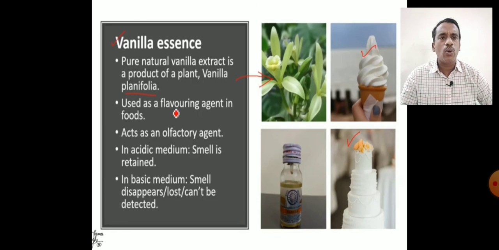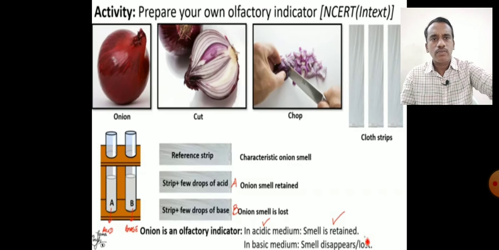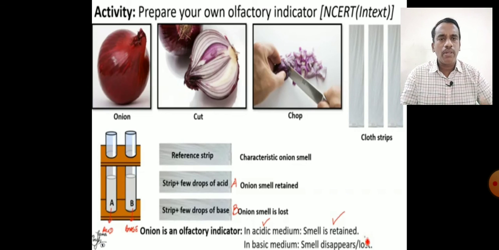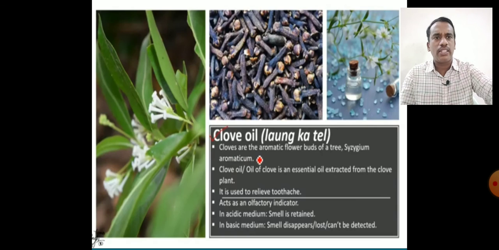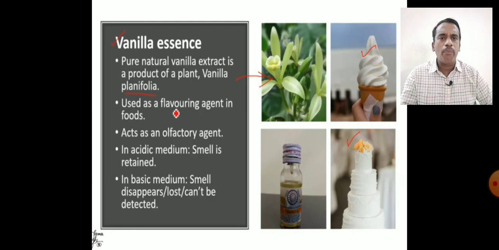It is also going to be used as an olfactory indicator. When you place the vanilla flavor on three pieces of cloth, like our onion, the first strip remains the reference one. On the second strip, along with the vanilla flavor, we add a few drops of acid, and on the third one we add a few drops of base. If the compound is acid, the smell is retained. But if the smell is not retained, if it disappears, we can say it is a basic compound.